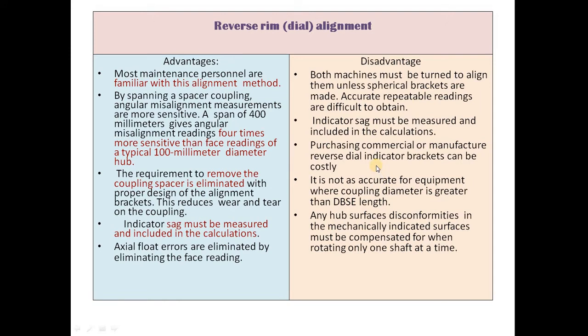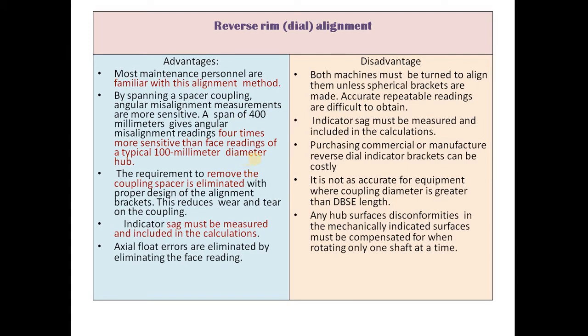The advantage and disadvantage of this reverse rim dial alignment method: it is the most popular method. Millwrights are very familiar with this type of alignment method, and when the spacer length is 400 millimeter and coupling half dia is 100 millimeter, then this method will be more sensitive because we will get 4 times more sensitive reading than the rim and face method.